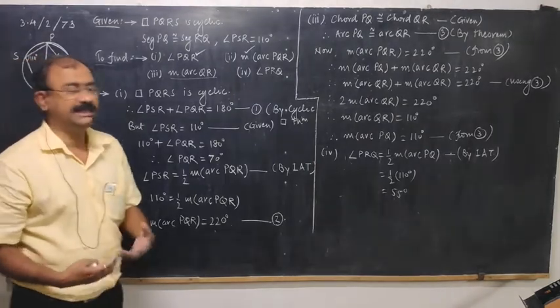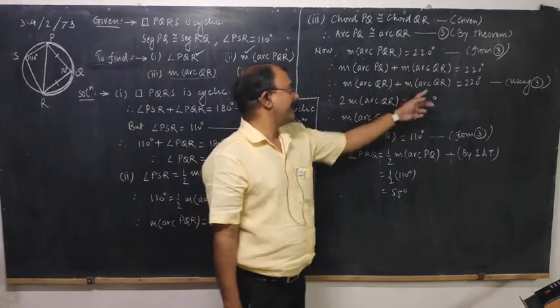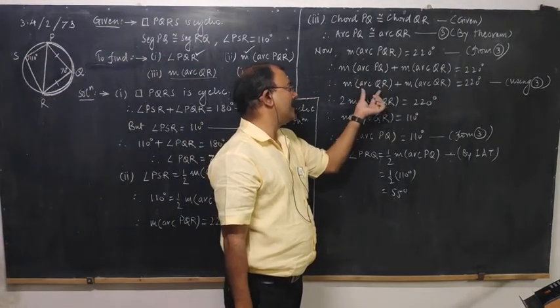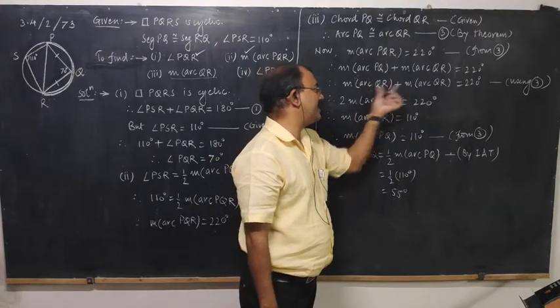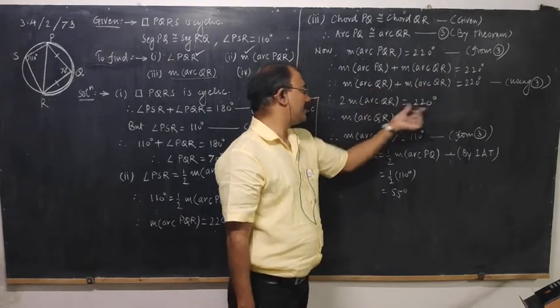But we have to write this methodically. So we are doing it. PQ is equal to QR, but the measure of, so sorry, this is QR and this is QR, so twice QR is equal to 220 degrees.